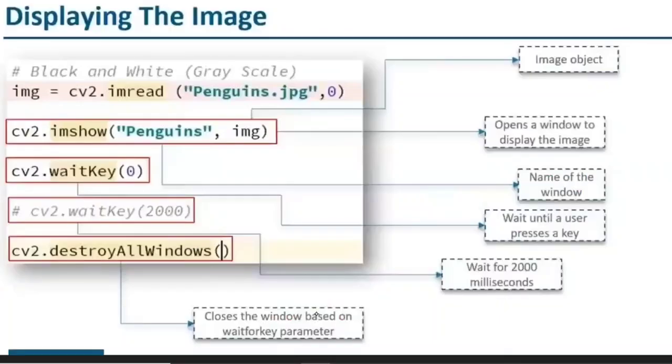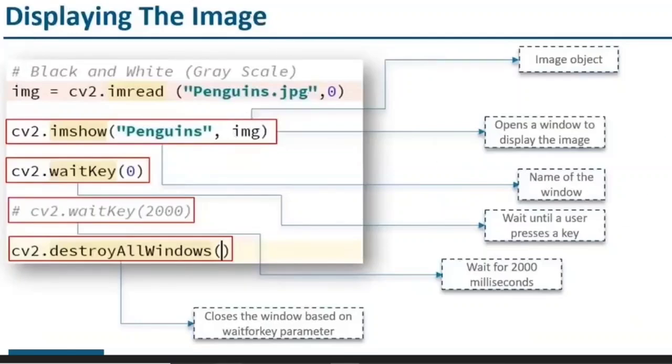imshow means it will display a window. It opens a window to display the image. Whatever image you have saved in a variable, you have to write the variable name here. And this is the window name. So this is called the name of the window. And this is whatever variable you have stored. For example, this is the image. This image I am storing in img. This img variable I am writing here, right?